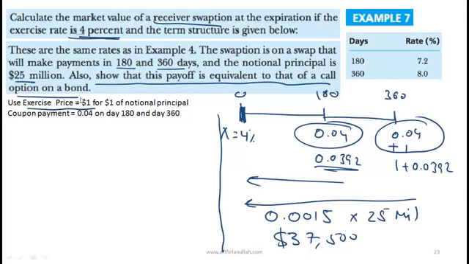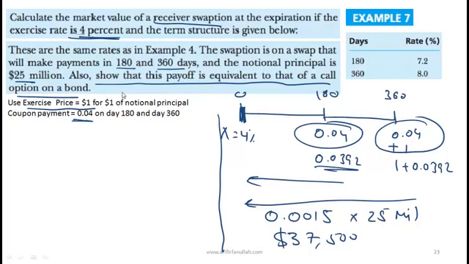And is this a semi-annual, or what sort of a bond is it? Okay, in this setup, the coupon rate is 0.04 on $1 of notional principal. The coupon rate is the same as the exercise rate on the swaption. So it is 4 cents every 6 months, or every 180 days.